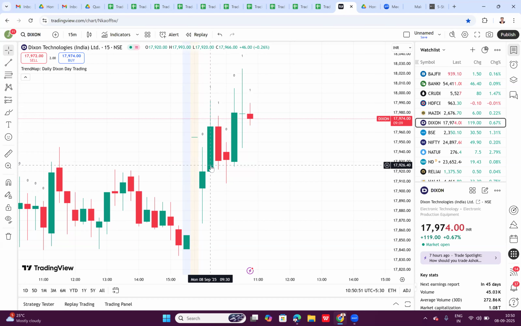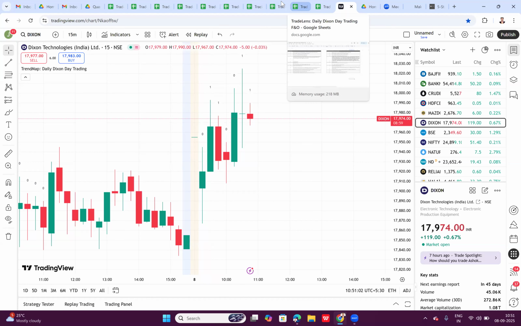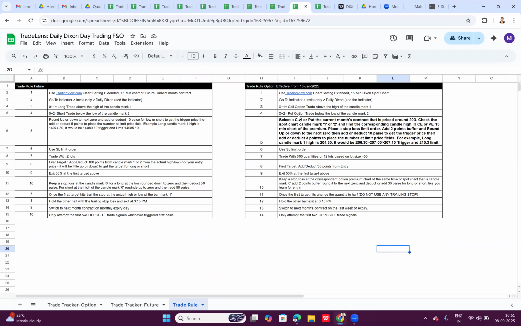We have to check whether we have a 0+1 setup on the first two candles, or a 0+2 setup. The setup of the Dixon indicator is very simple: 0+1 and 0+2. If 0+1 is available, it means in options we have to trade a call option, and in futures we have to take a long trade. If a 0+2 setup is available, it means we have to trade a put option, and in futures we have to take a sell trade.